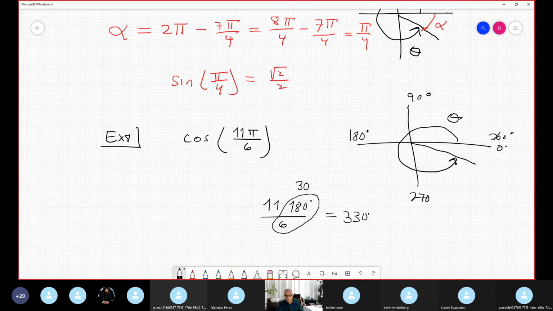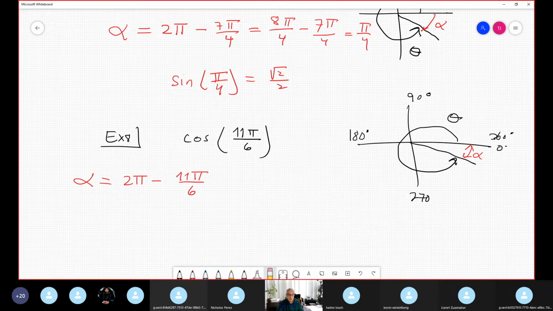This is theta. But this is alpha, the reference angle, my frame. I don't care about the direction. Alpha is 360, in radians 2 pi, minus 11 pi over 6.